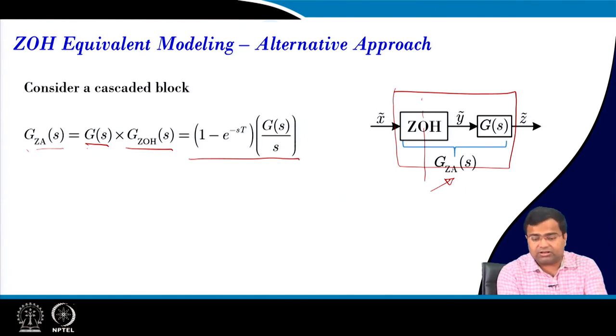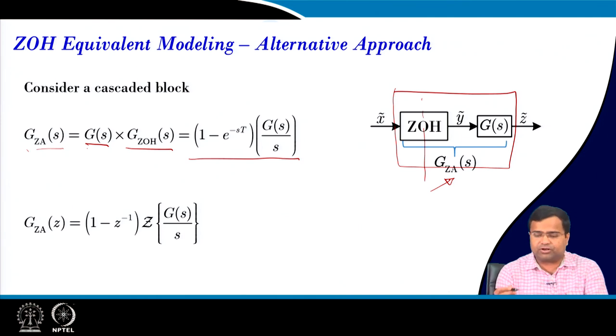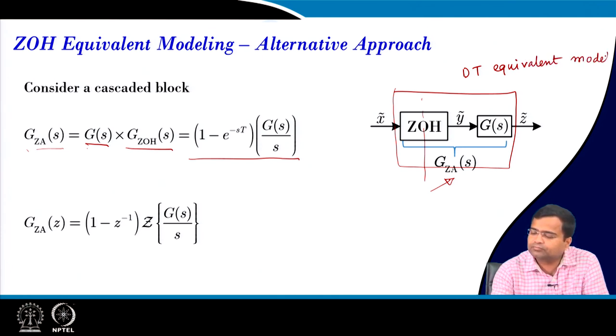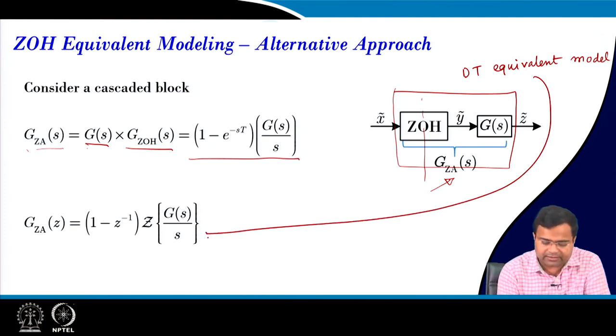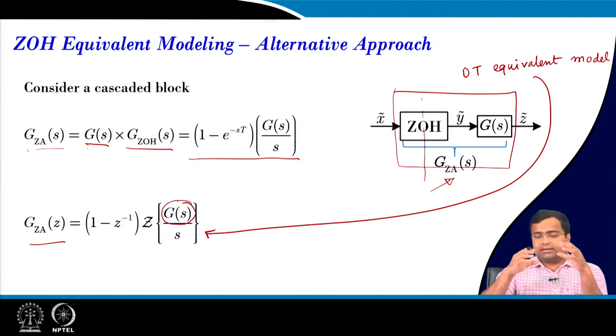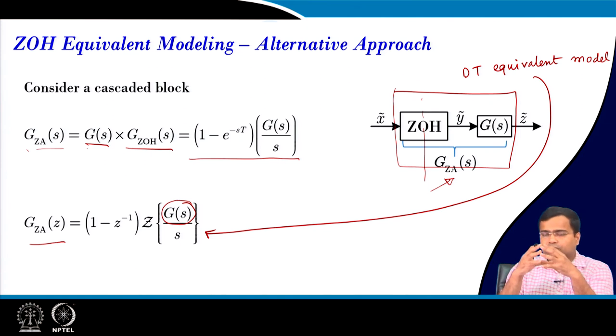So, this is the continuous version of this, but if you want to get the Z inverse, because we want to get the discrete time equivalent model, this will be (1 - z^{-1}) times the z transform of G(s)/s. And what is G(s)? It is the combined block consisting of all continuous time transfer functions.